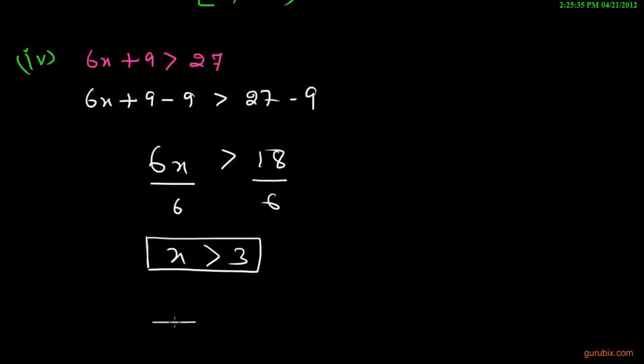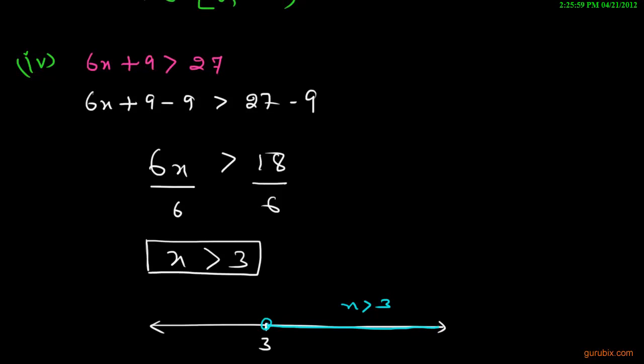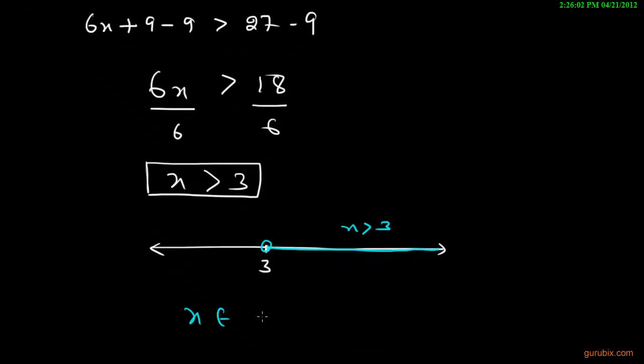So this is the solution, and we can also represent it on a number line. This is the point 3, and x is greater than 3, therefore all the values greater than 3 are in the solution set of the given inequation. Since x is not equal to 3, we shall place here an open circle, and we can write x belongs to the interval 3 to positive infinity. So this is the solution of all four parts of the example. Thank you.